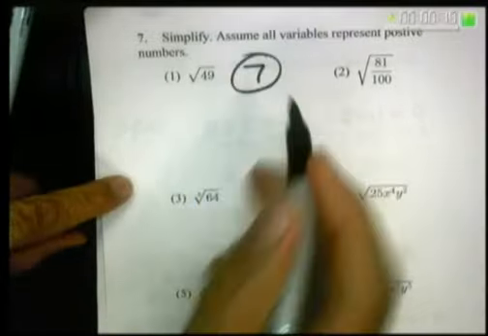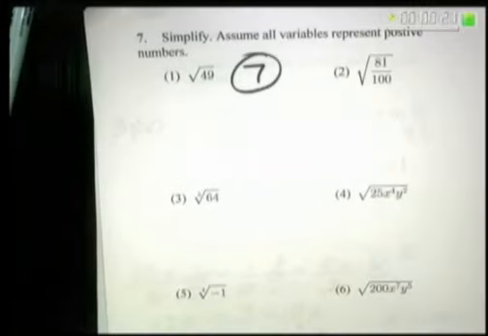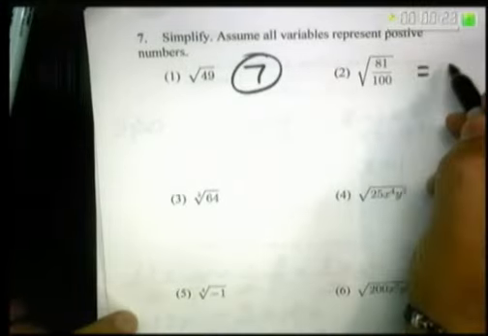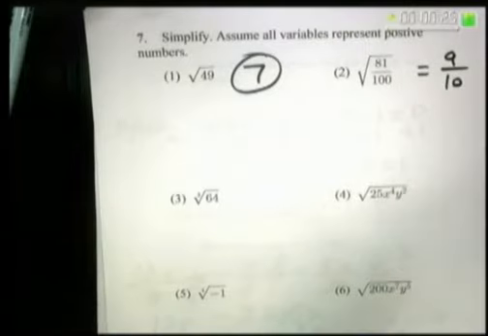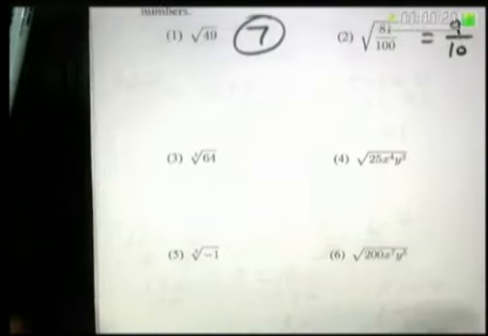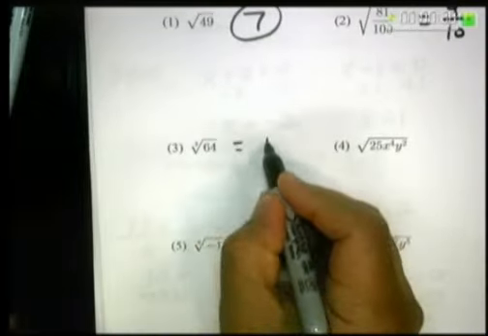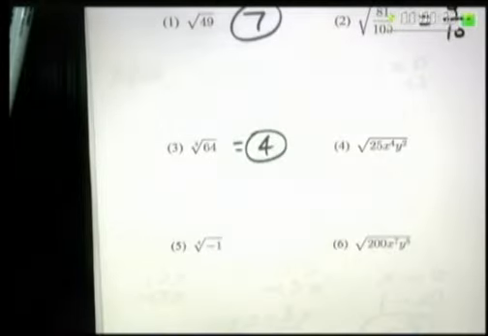7. We're done. What's the square root of 81 over 100? 9 over 10. What's the cube root of 64? 4. Why 4? 4 times 4 is 16, 16 times 4 is 64, right? So no problem with those.